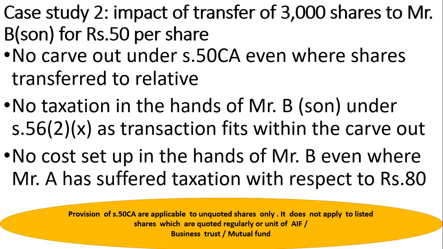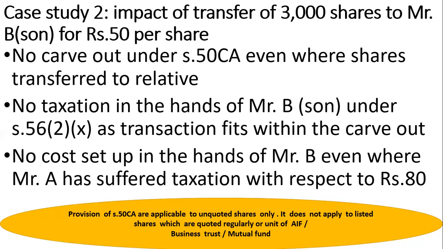sells at less than consideration to Mr. B, there will be no gift. No 56(2)(x) will be added. So no income from other sources under section 56. No cost step-up in the hands of Mr. B, even where Mr. A has suffered a deemed consideration under 50CA. So Mr. A has to pay tax at the rate of 80. So 80 into 3,000, 2,40,000 will be the consideration. Cost of acquisition will be considered.